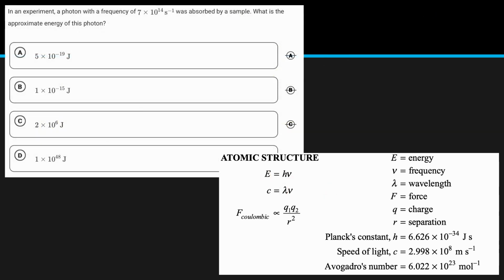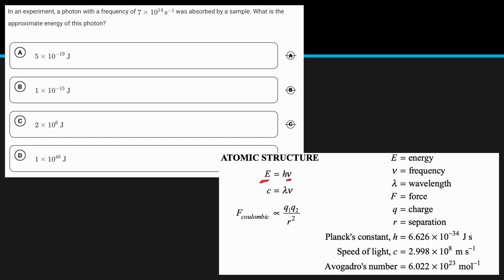In an experiment, a photon with a frequency of 7 times 10 to the 14th per second was absorbed by a sample. What is the approximate energy of this photon? So again, we are looking for energy and we are given frequency. So we don't have to combine equations here. We're looking for energy, we're given frequency. So we want to take our frequency and multiply it by Planck's constant.